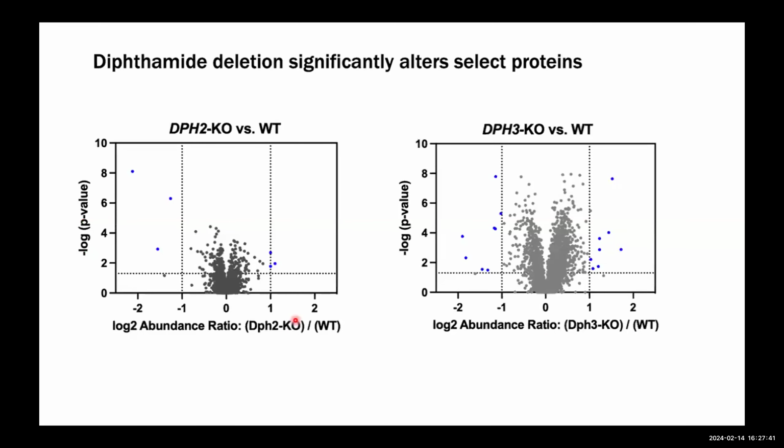And so here were the results where I compared the DPH2 and DPH3 knockout proteomes compared to the wild type yeast proteome. And what I found was that there were not widespread changes in the DPH knockout strains compared to the wild type, but rather select proteins had significant changes in their abundance. And so this supports the hypothesis that diphthamide affects the translation of certain proteins more so than others.